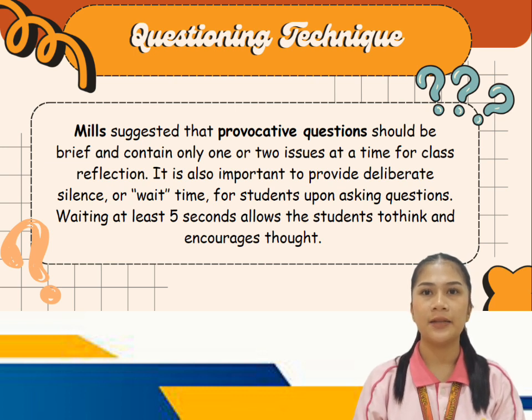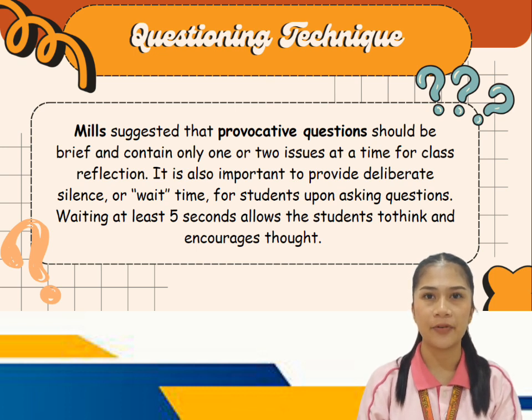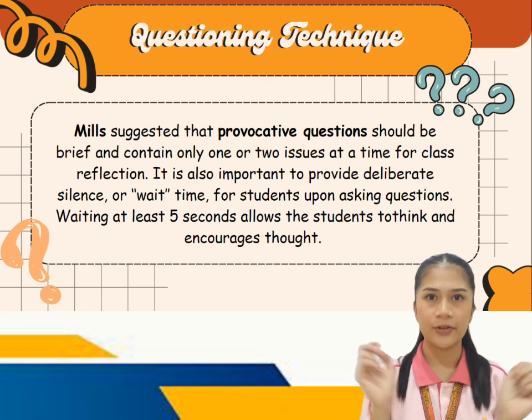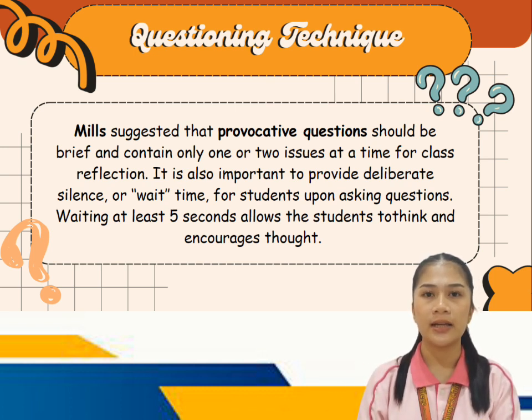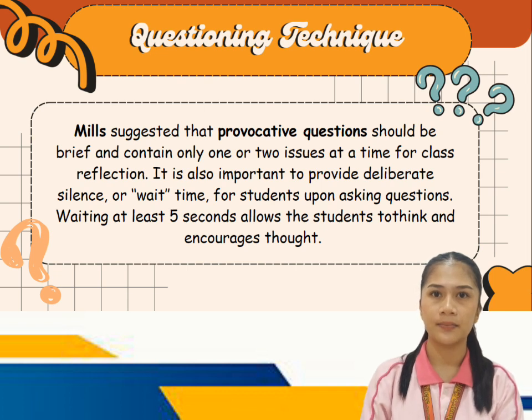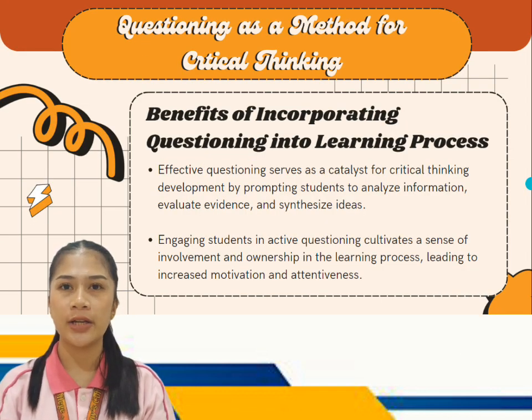Mill suggested that provocative questions should be brief and contain only 1 or 2 issues at a time for class reflection. It is also important to provide a deliberate silence or wait time for students when asking questions. Waiting at least 5 seconds allows a student to think and encourage thought. Benefits of incorporating questioning into the learning process.